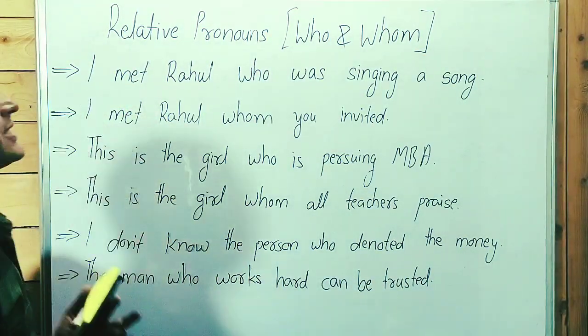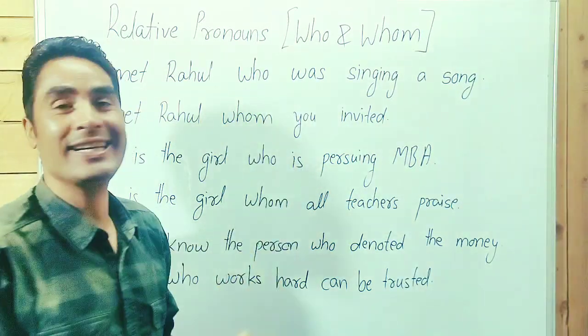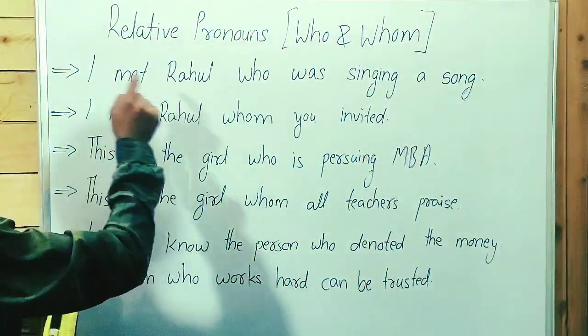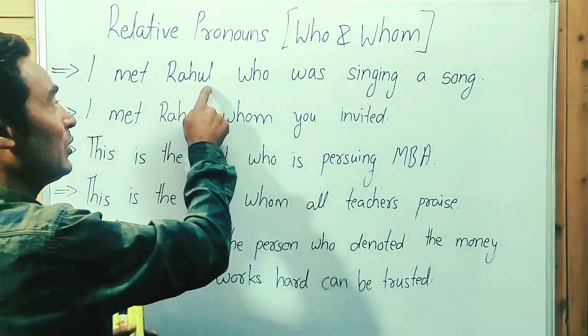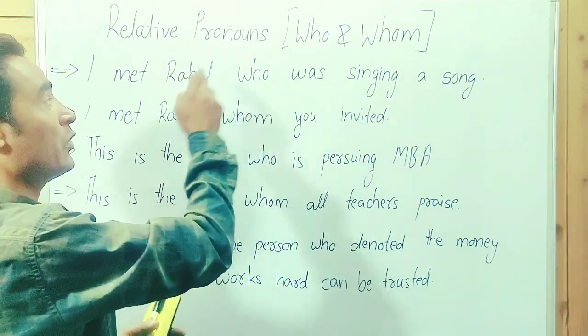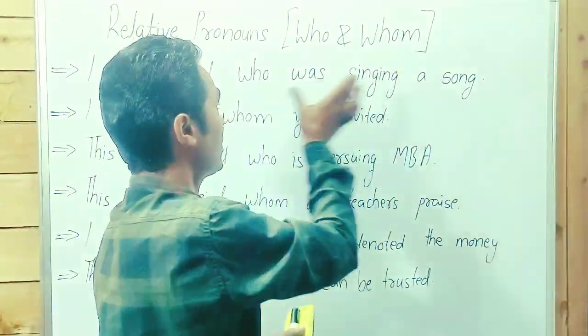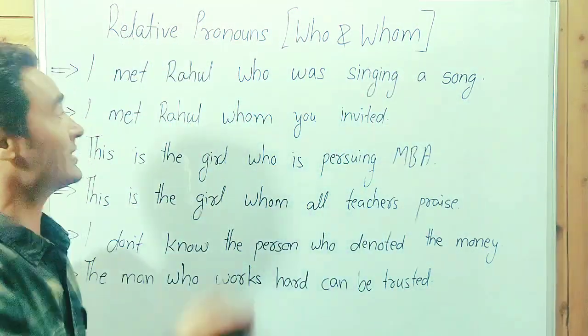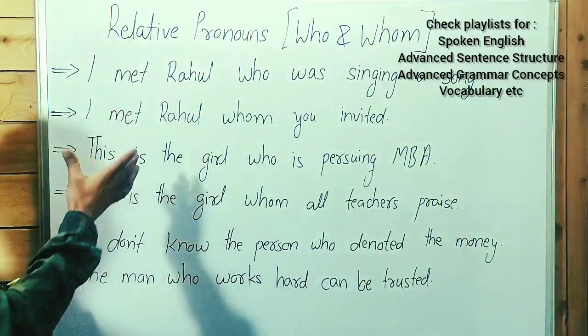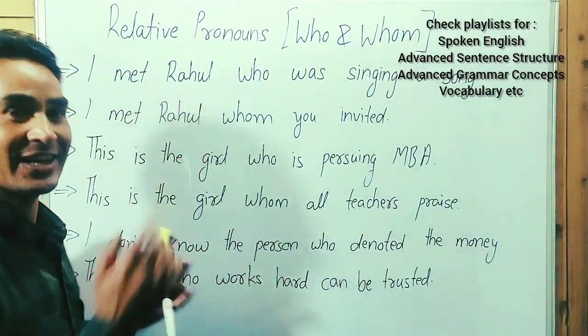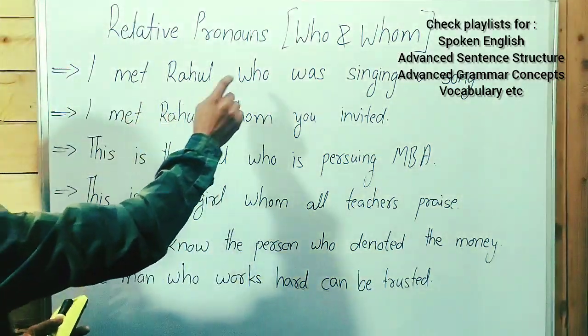First, I met Rahul who was singing a song. Guys, point to be noted, I met Rahul who. Rahul is an antecedent, it's a noun. Who is a relative pronoun over here. Who was singing a song is a relative clause, you can say an adjective clause. It gives us extra information about the noun. Rahul is the noun, subjective case.